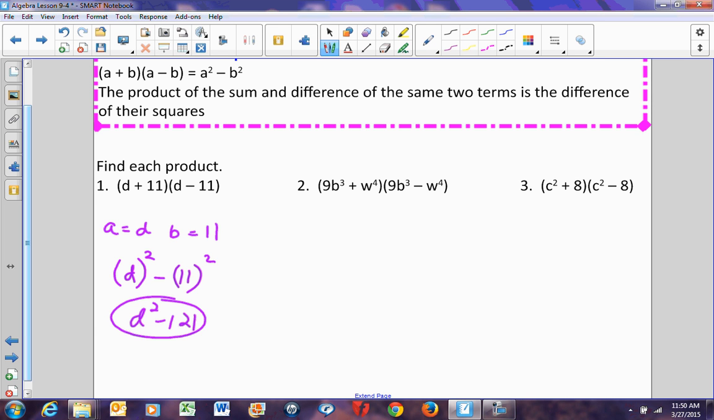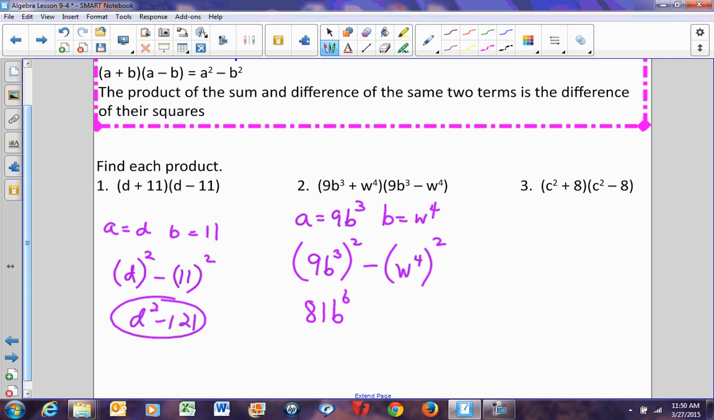Pretty simple. Here, my a term is 9b to the third. My b term is w to the fourth. So I'm going to take my a term, 9b to the third, and I'm going to square it. And I'm going to subtract my b term, which is w to the fourth, and I'm going to square it. So 9 squared is 81. B to the third raised to the second is actually b to the sixth. Remember, powers to powers multiply. Minus w to the fourth power raised to the second power is w to the eighth power. I'm done. So much faster than actually multiplying it out using the distributive property.